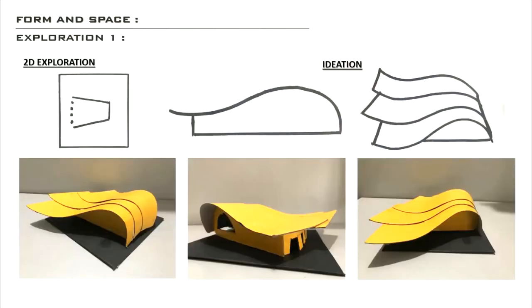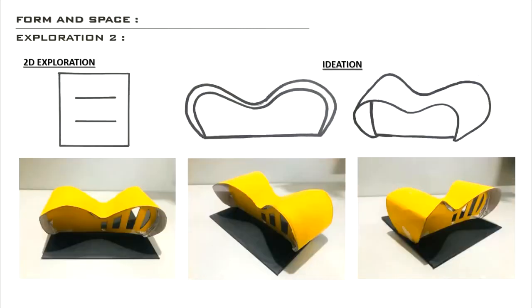Before designing interpretation center, we learned about form and spaces. In this, we explored a 3D model where we learned about volumetric differences and massing of a singular space with different elements on 10 cm by 10 cm base. This was exploration 1 and this was exploration 2.